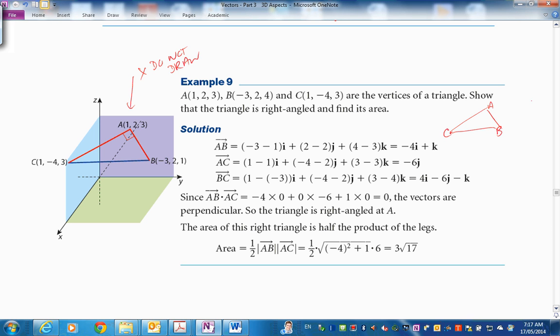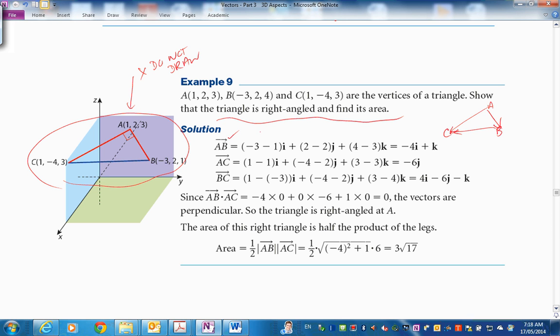And I'll just go through all the operations, but don't try to 3Dify it. Just look at this basic shape here. So it's a 3D, so we want to know whether the triangle is right angled and find its area. So what are the three vectors making up any of these triangles? Well, come over here. It's AB and AC and BC, or in any order, it doesn't matter.